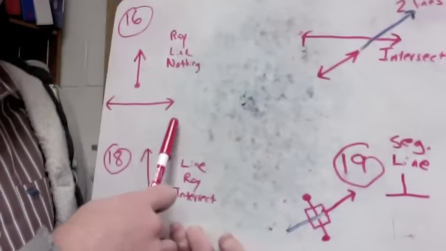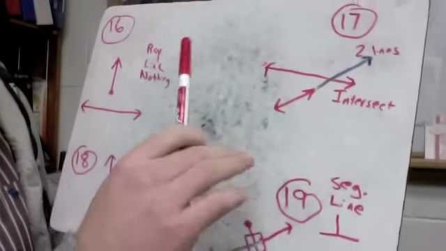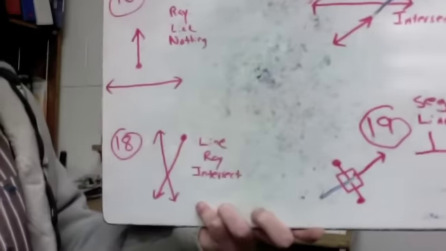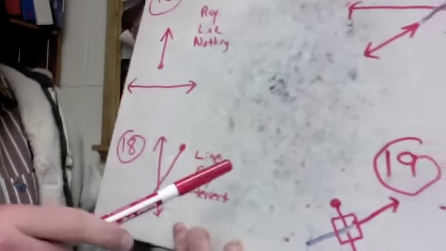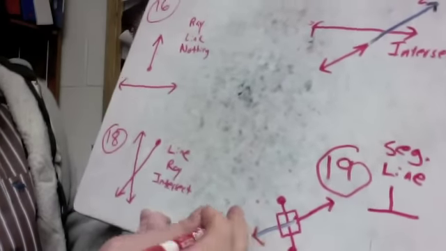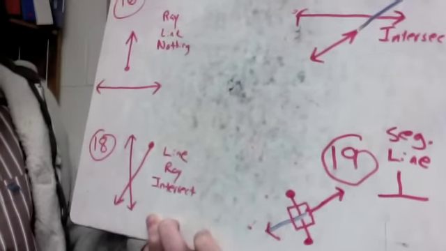So we've got a ray and a line with nothing much happening here. We've got two lines that actually intersect. They're not perpendicular, but they intersect. We've got a line and a ray that intersect. And then we've got a line segment, that line's just going to keep on going, and it's going to form 90-degree angles, which is going to be perpendicular.